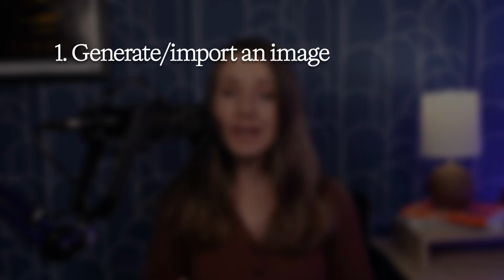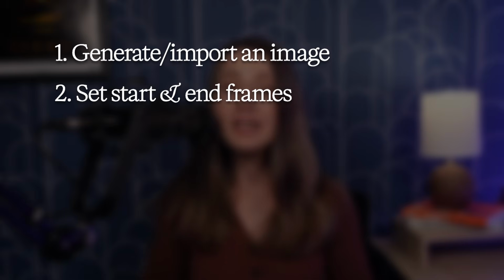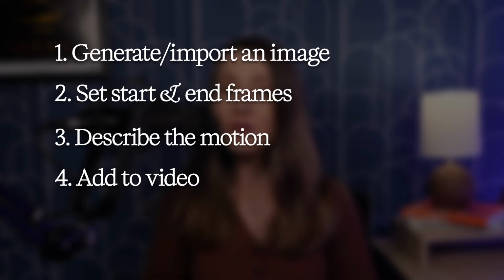That's it. Generate an image, set your start and end frames, describe the motion, stick it in your video, and hit loop. Head to Descript to give it a try.